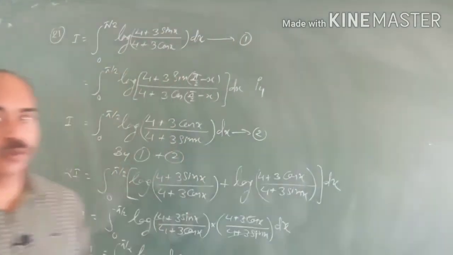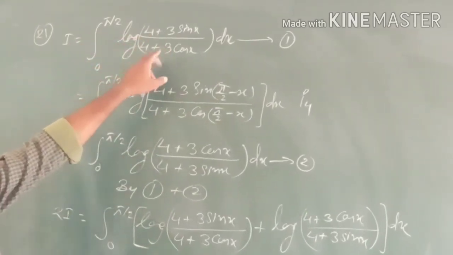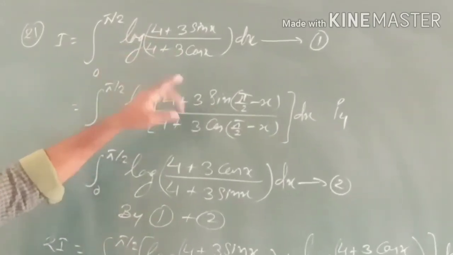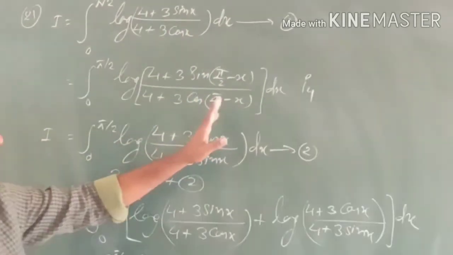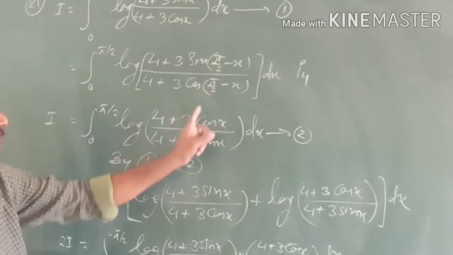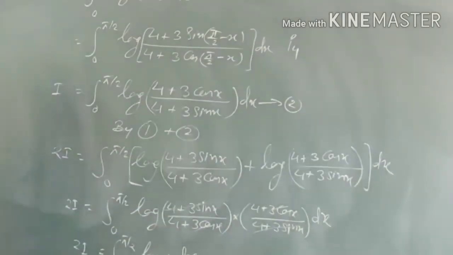This is the last question, question number 21. Integral from 0 to pi by 2 of log((4 plus 3 sin x) upon (4 plus 3 cos x)). Apply property number 4. So in place of x, write pi by 2 minus x here. So sin of 90 minus theta will be cos theta, and cos of 90 minus theta will be sin theta. And give it question number 2.